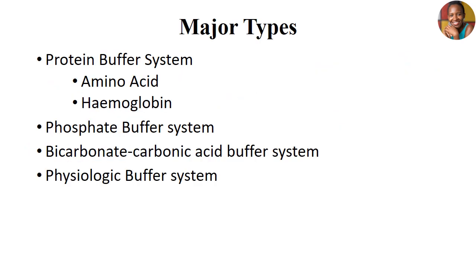So there are major types of buffer systems that actually act in our body to maintain a balanced state of solution, and one of it is the protein buffer system, and it's said to be made of amino acids and hemoglobin. But then we have the phosphate buffer system, the bicarbonate carbonic acid buffer system, and the physiological buffer systems. We will discuss each of them one by one, so keep it here as we go and start with the first one.